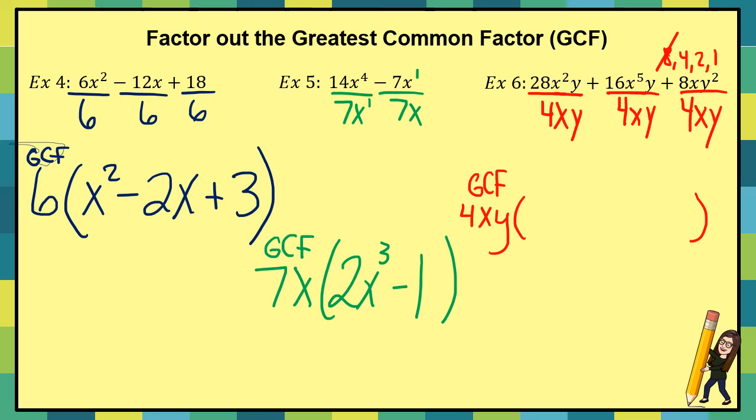Big parentheses. I like to fill in the blanks. 28 divided by 4, 7. X squared divided by x, x. Y divided by y, 1. All right, positive. 16 divided by 4, 4. X to the 5th divided by x to the 1st. Subtract the exponents. Y divided by y, 1. Plus sign. 8 divided by 4, 2.